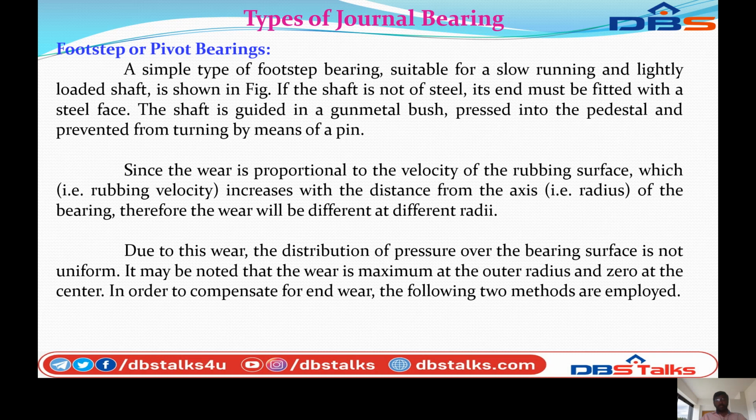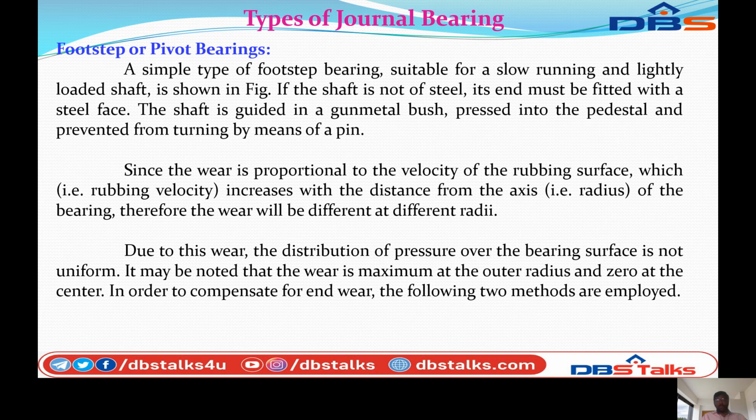Since the wear is proportional to the velocity of the rubbing surface, and the rubbing velocity increases with the distance from the axis, that is, the radius of the bearing, the wear will be different at different radii. Due to this wear, the distribution of pressure over the bearing surface is not uniform. It may be noted that the wear is maximum at the outside radius and zero at the center.